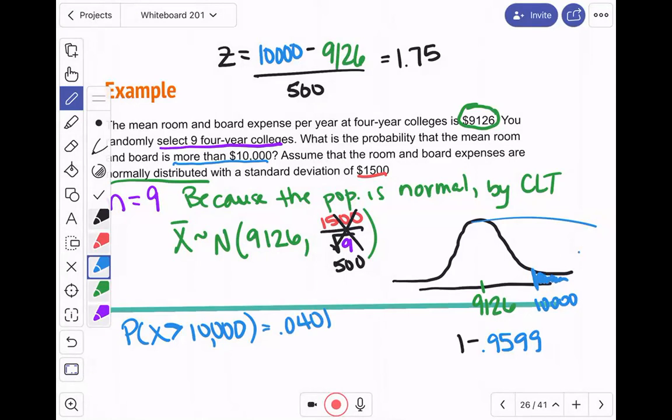I can also use Excel for this if I wanted to. When I use Excel this time and get that answer, I just have to go back and subtract it from 1. So I go back and subtract it from 1.